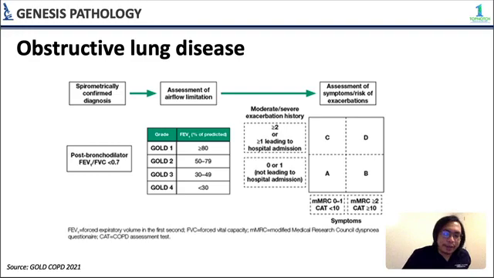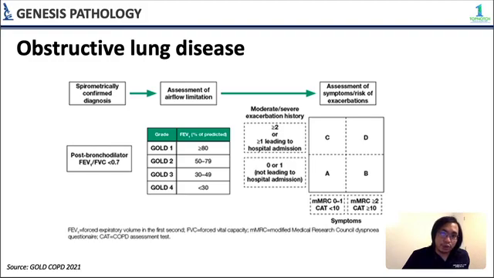Again, spirometry pa rin tayo in diagnosing COPD. So, pag obstructive lung disease, talaga, we have to have an FEV1 to FVC ratio of less than 0.7. Then, we have to classify by GOLD sa COPD. More than or equal to 80, that's GOLD 1. 50 to 79, that's GOLD 2. 30 to 49, that's GOLD 3. Less than 30, that's GOLD 4.